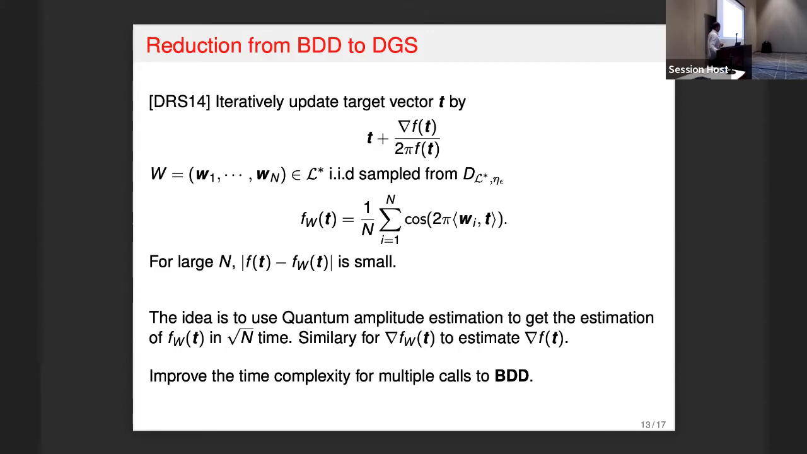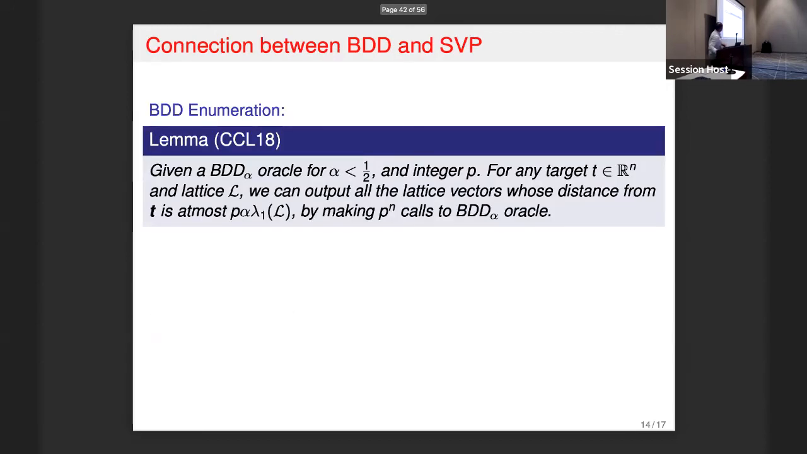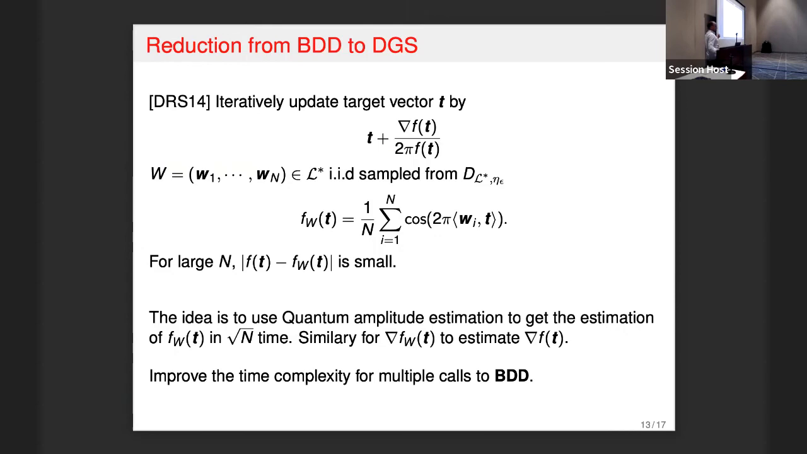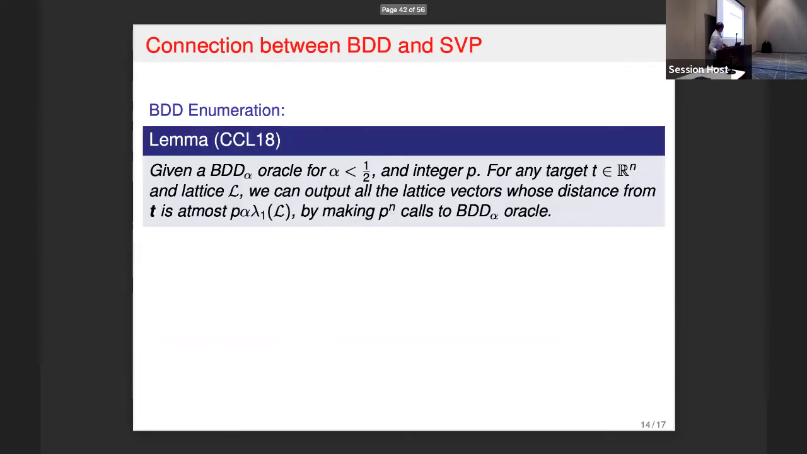So we'll see, when we want to make multiple calls to a BDD, when we want to solve multiple instances of a BDD oracle, we can use the same n samples multiple times, and each time solving a BDD problem will just require square root n time. So till now we know how to solve BDD by using the samples from a discrete Gaussian sampling. And now we'll see the relation between BDD and the shortest vector problem.